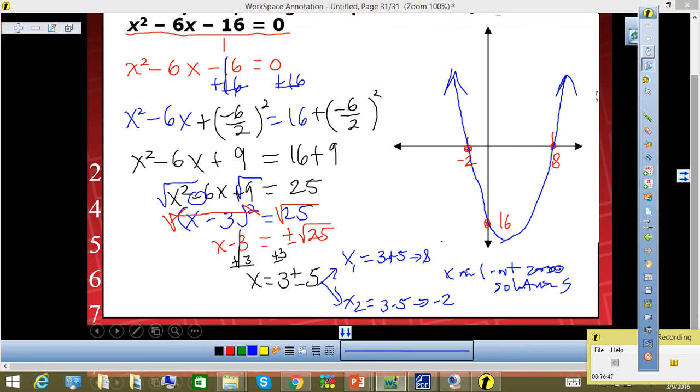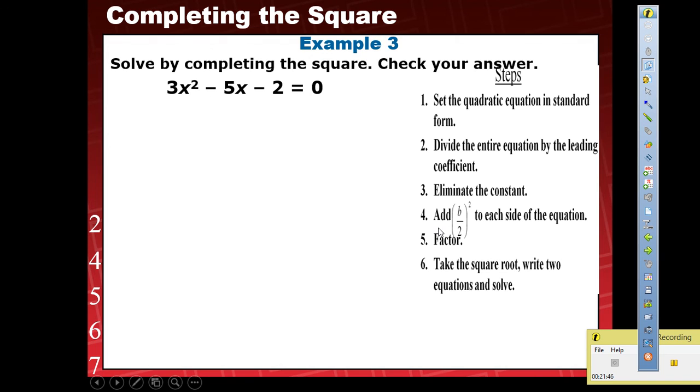Okay, copy this next one. Example 3. 3x squared minus 5x minus 2 equals 0. I'll give you a head start. Do the first 3 steps. So 3x squared minus 5x minus 2 equals 0. Copy that and go.